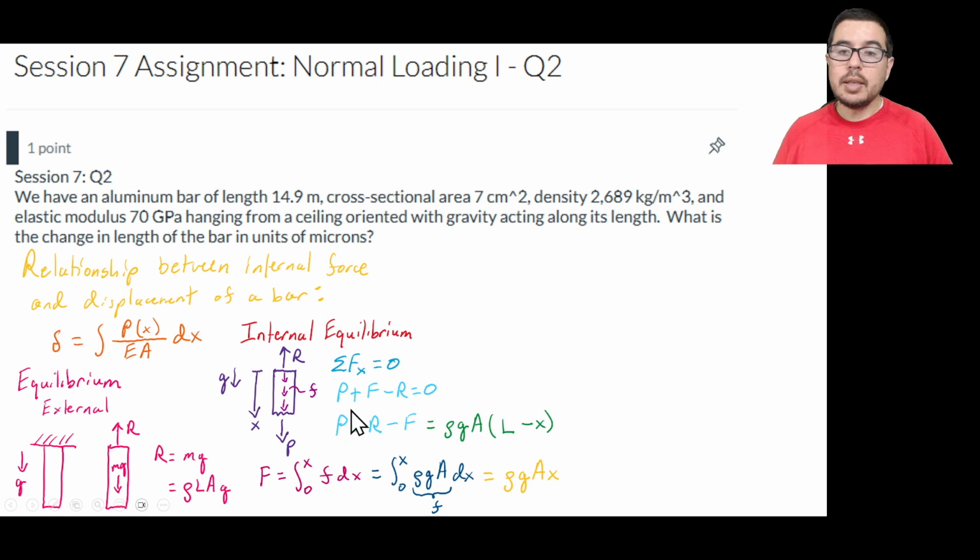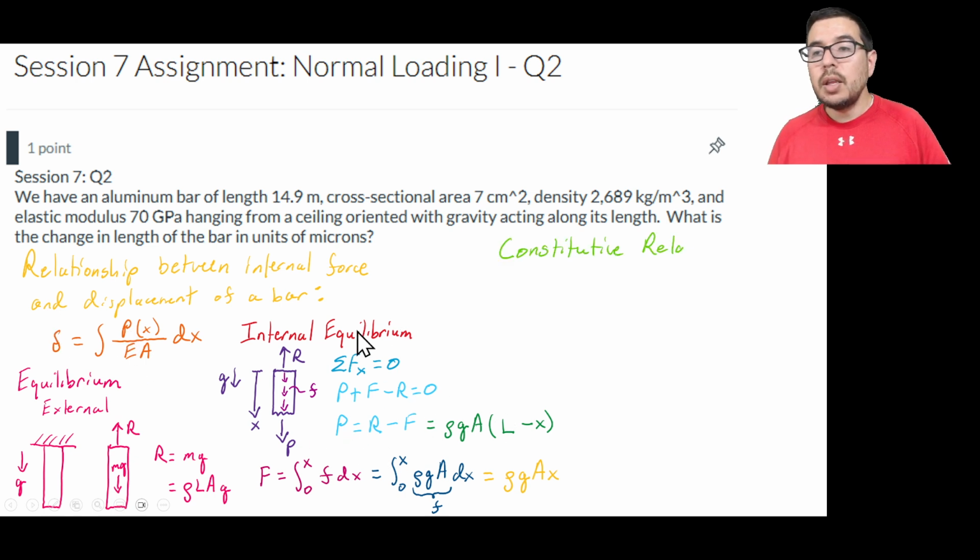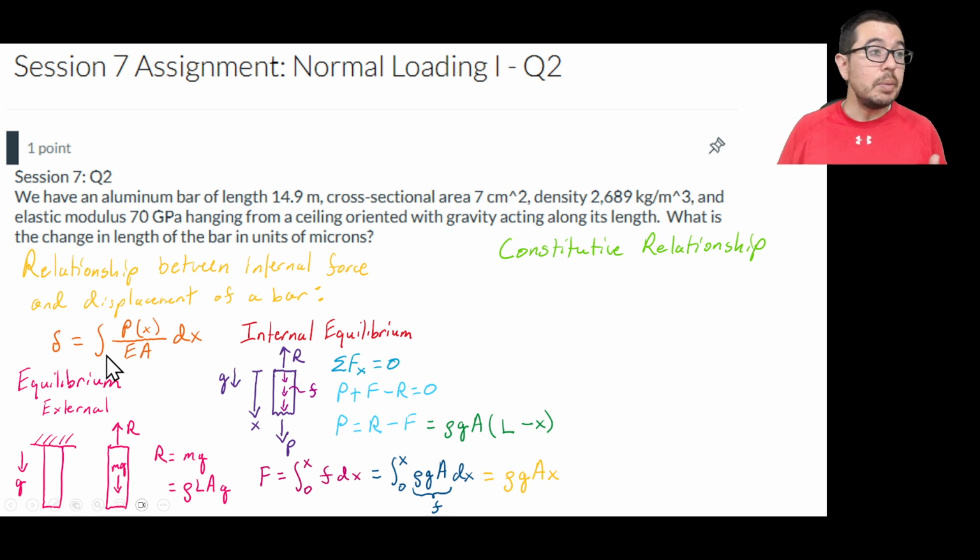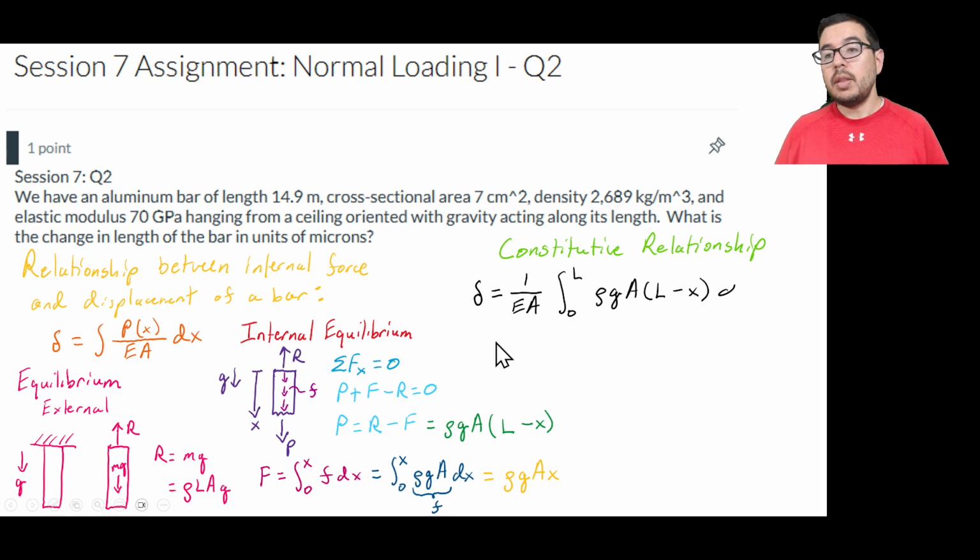And this is a nice expression that we can then use with our constitutive relationship that we wrote out at the beginning. Remember, this is kind of like Hooke's law, but now it's an integral form of it. We can write out that delta is going to be equal to, if E and A are constant, then we just pull them out here, 1 over EA, going from 0 to L. We didn't specify that here, but we're specifying that here. That's the length, obviously, of the bar. Rho g A times quantity L minus x, dx, with respect to x.